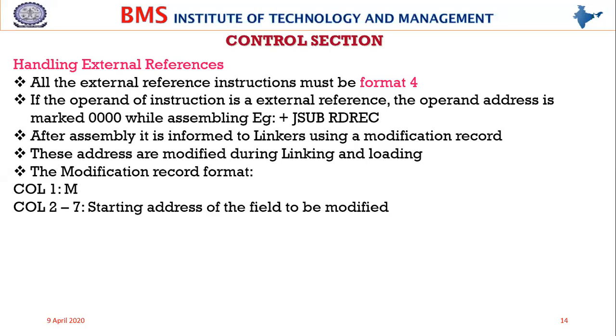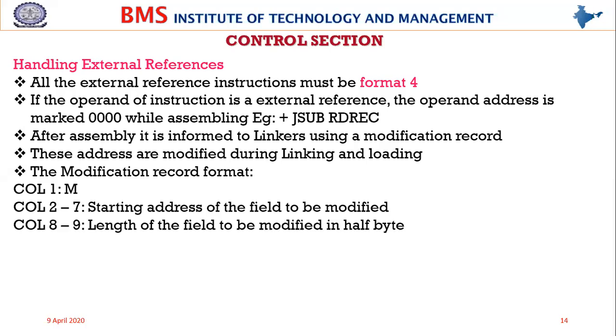Remember the starting address of the operand, and the length is specified in half bytes. So for 20 bits of the entire address, we're going to use 5 half bytes. That is, 5 fours are 20.